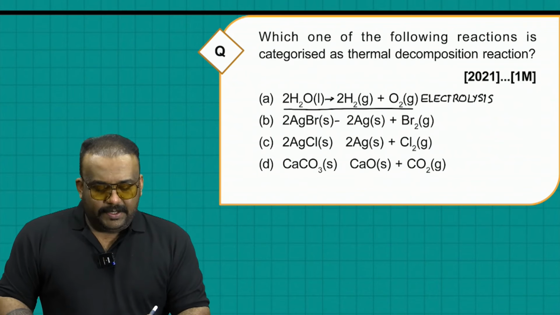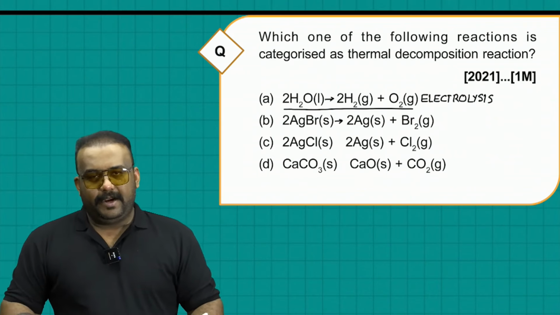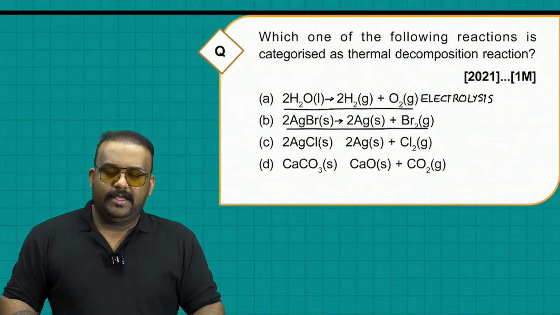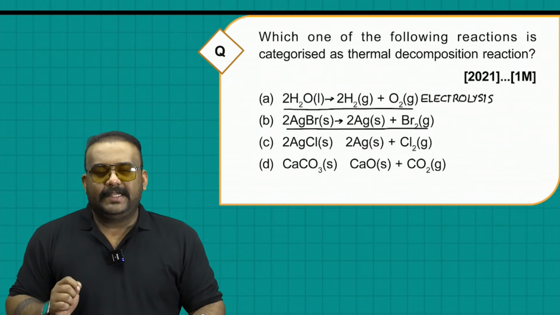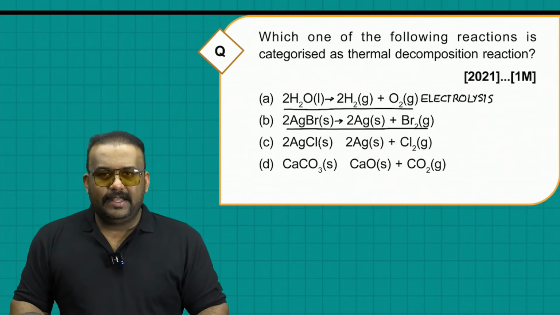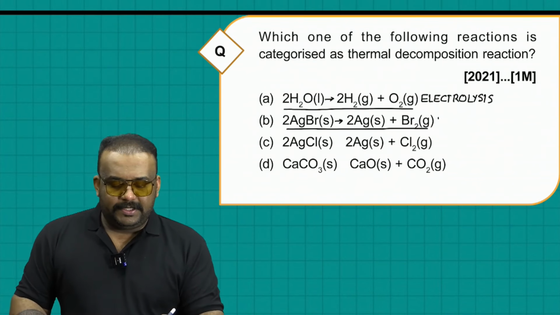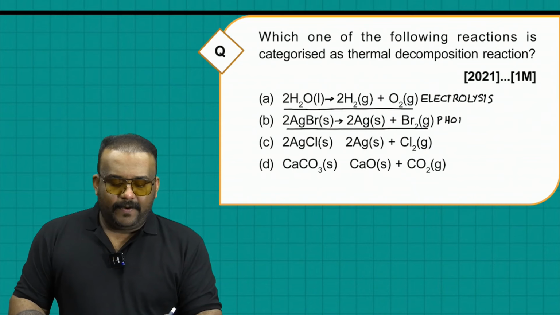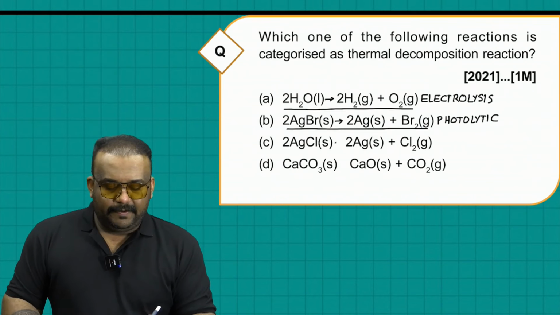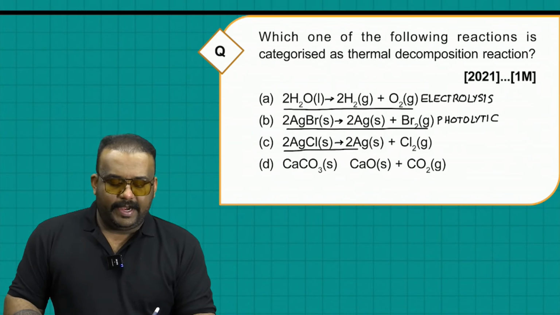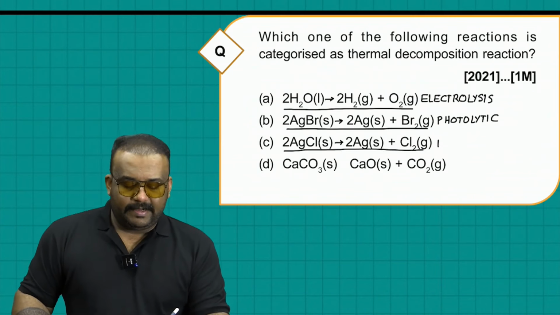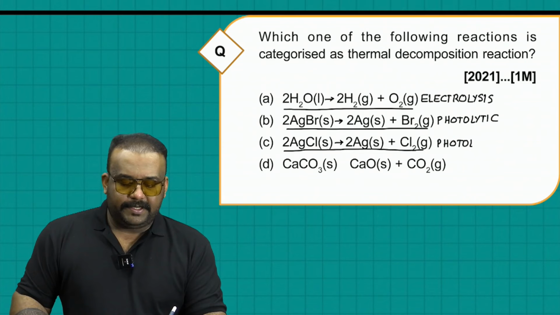Now, second reaction is 2AgBr giving 2Ag plus Br2. This is silver bromide, a yellow colored salt. Silver bromide or silver halides are sensitive to light. So this particular decomposition is photolytic decomposition. Same is the case for the next one also, silver chloride, a white colored salt breaking down into silver and chlorine. This is also an example for photolytic decomposition.